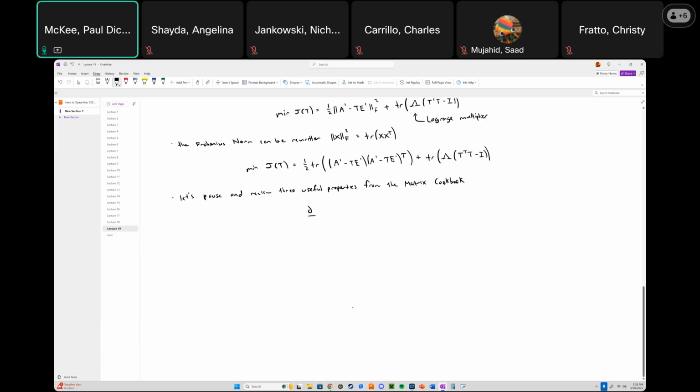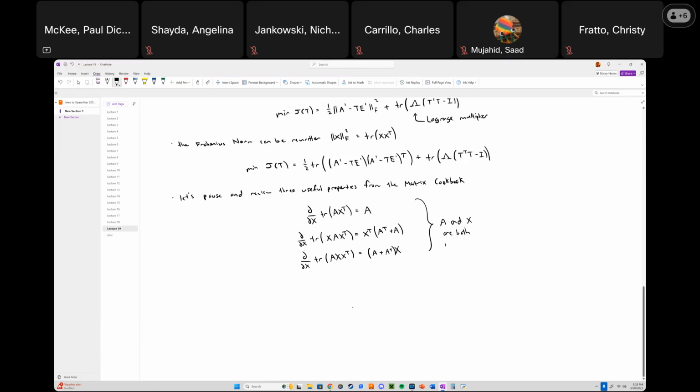Okay, if we're taking the derivative with respect to X of the trace of A X transpose, that's just A. Okay, these are just from the cookbook, given to you without derivation. Hope this makes sense. The derivative with respect to X of the trace of X A X transpose is going to be X transpose A transpose plus A. Okay, and then the derivative with respect to X of the trace of A X X transpose is A plus A transpose X, where, just to be clear, A and X are both matrices. Okay, these are going to be helpful.